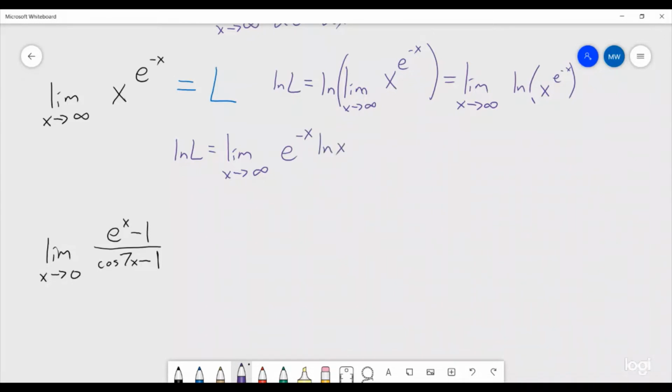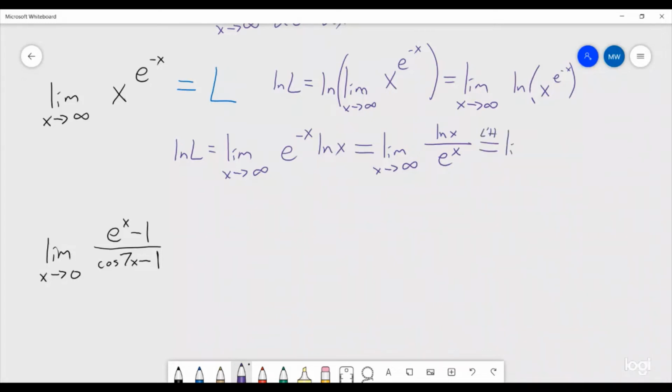And now we can see what sort of form this is in. Well, e to the negative infinity goes to 0. Natural log of infinity goes to infinity. So we have 0 times infinity. So we just need to rewrite that to be infinity over infinity, or 0 over 0. So this is equal to the limit as x goes to infinity of the natural log of x divided by e to the positive x. And now we can use L'Hopital's rule.